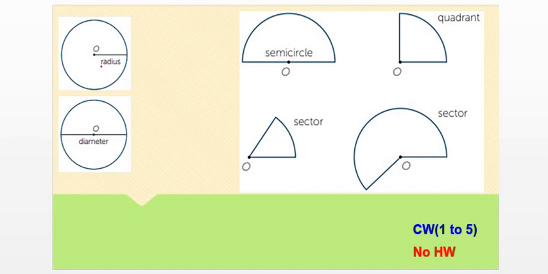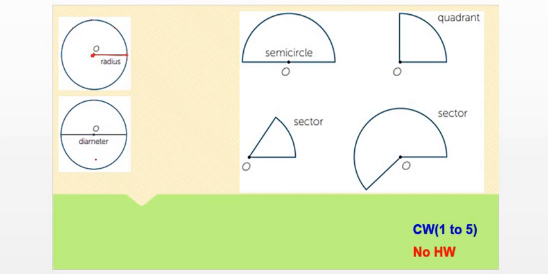So first of all, what is a circle? A circle is a flat two-dimensional shape. It is round, and each point on the circle is equidistant from the center of the circle. So this point is called the center of the circle, and usually when we want to name a circle, we say circle having center at O. The distance between the center of the circle and the boundary of the circle, this line segment or the length of this line, is called the radius.